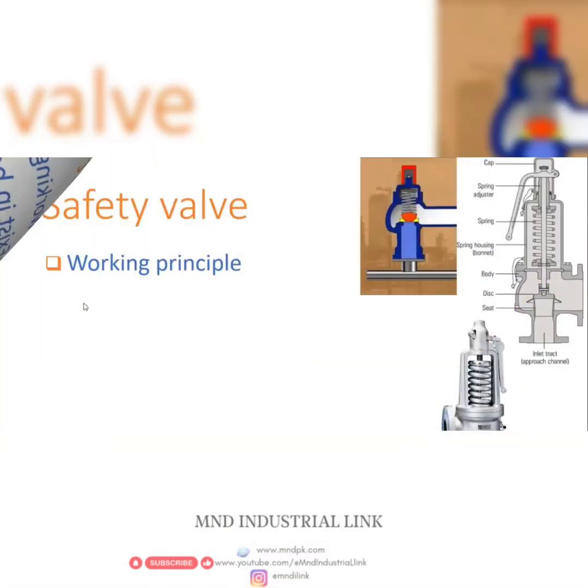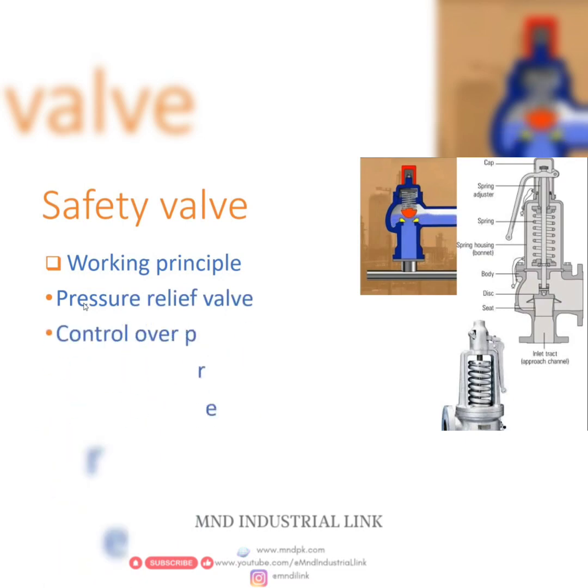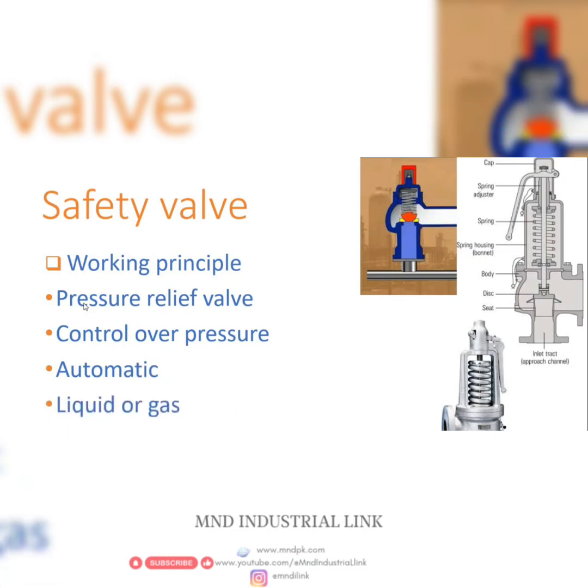Working principle of the safety valve. Allowable pressure is balanced by a spring, and overpressure conditions in the system are controlled by releasing the flowing fluid out of the system, as shown here. Also known as a pressure relief valve. When the pressure increases, it works automatically to ensure safety. They can be used for both liquids and gases and are commonly seen in steam lines.